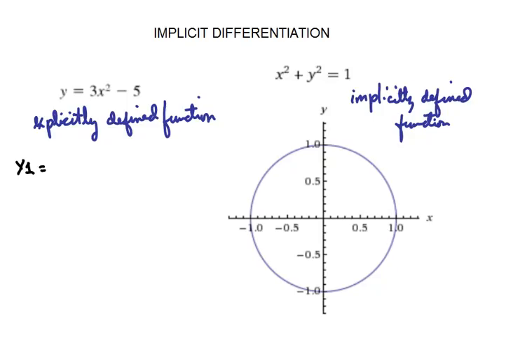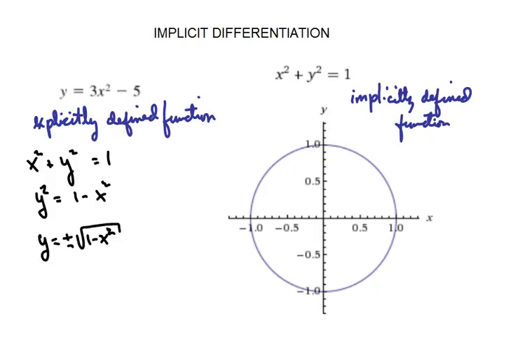For example, what we would have to do to graph this circle in this case is to subtract x squared from both sides. Then we would take the square root of both sides and we would have to make it plus or minus. So this particular graph, x squared plus y squared equals 1, could be represented explicitly if we use two different equations. Y equals square root of 1 minus x squared and y equals negative square root of 1 minus x squared.